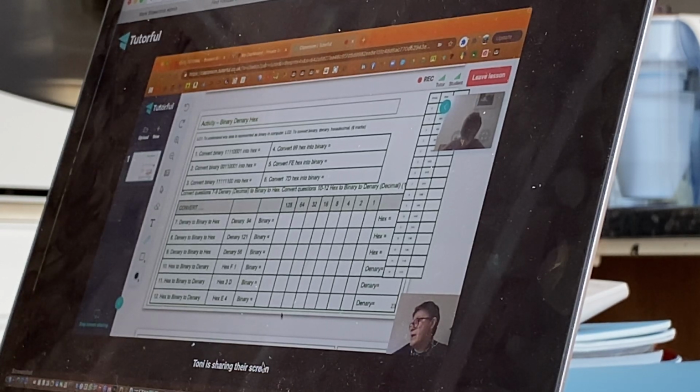So what we've got to do is add up the switches that are on. So we've got to add up 128 and 64 and 32 and 16 and 1. Can you do that? Okay. So 3D, hex 3D.